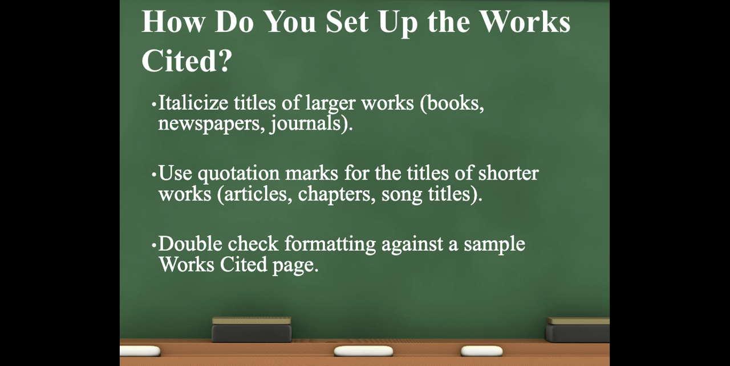And a little bit continuation of that, you italicize titles of larger works. So for example, books, newspapers, and journals. Use quotation marks for the titles of shorter works. So for example, articles, chapters, song titles. And please double check your formatting against a sample of a works cited page. That's very important. You can do it easily by Googling or go to Purdue OWL. It's a very good site to use.